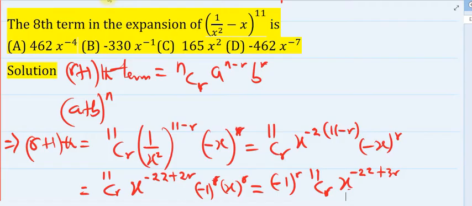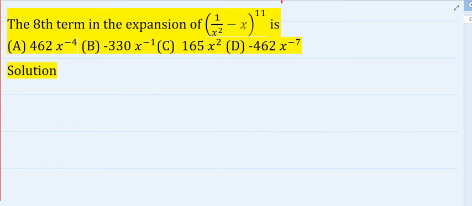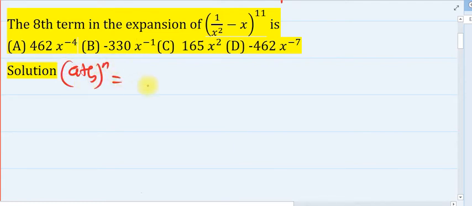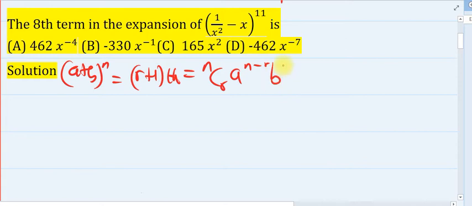So the next question asks for the 8th term in the expansion of this. If you could remember, for any binomial of this form, the (r plus 1)th term is always n combination r, a to the power n minus r, b to the power r. That's the formula. So we are looking for the 8th term. 8 is 7 plus 1, so our r is 7. Our n is 11. Our a is 1 over x squared, and our b is minus x.